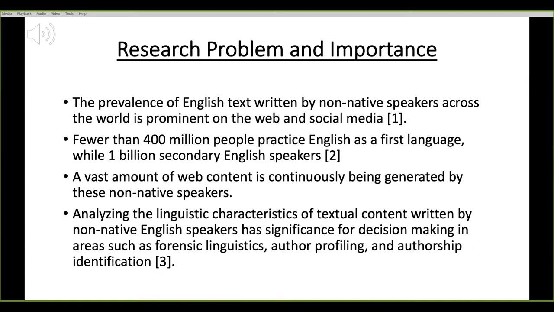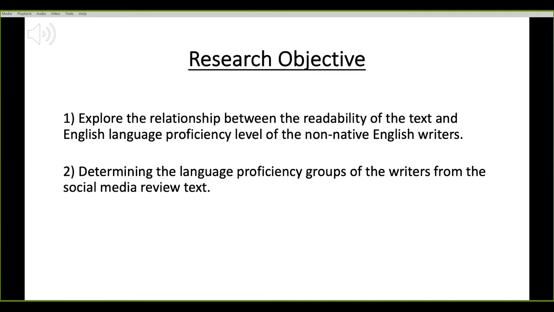Analyzing the linguistic characteristics of textual content written by these non-native English speakers has significance for various tasks, such as forensic linguistics, author profiling, and authorship identification. The goal of this study is to explore the relationship between the readability of the text and the English language proficiency level of the non-native English reviewers. Besides, this study tries to determine the language proficiency groups of the reviewers from the social media review text.